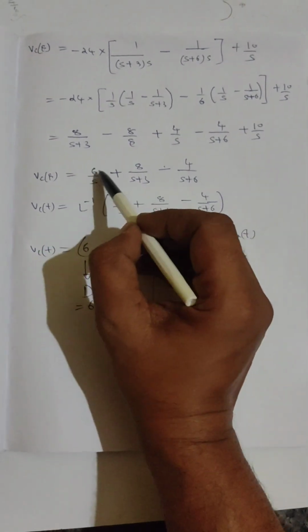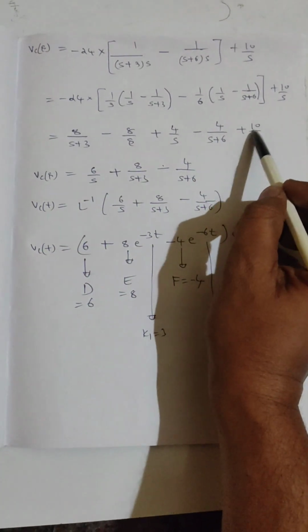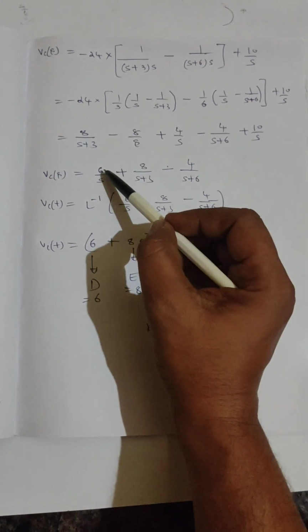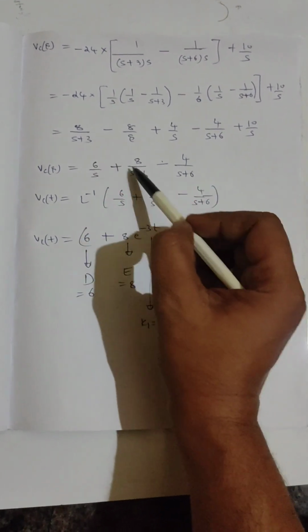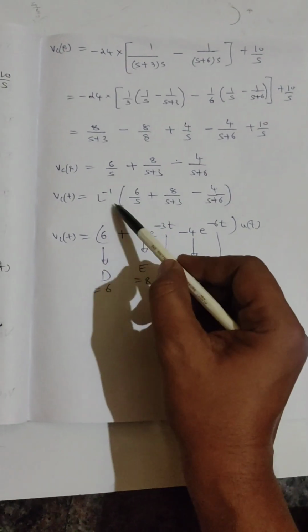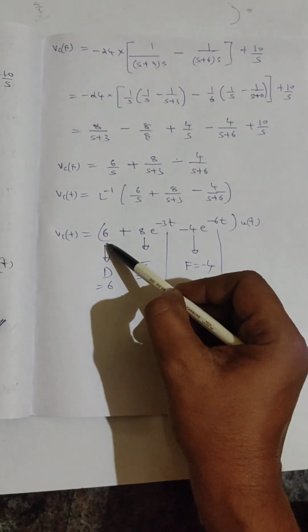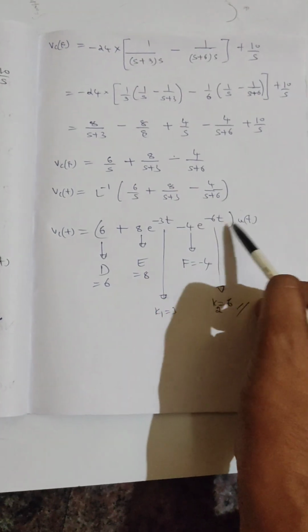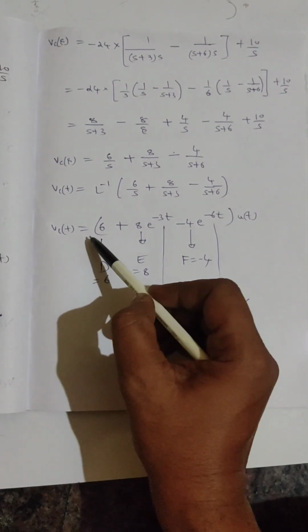Okay, now group all the terms, all the constants: 10 by s, 4 by s, 8 by s. 10 plus 4 is 14, minus 8 is 6 by s, plus 8 by s plus 3, minus 4 by s plus 6. Take the inverse Laplace of this one. 6 by s is a constant 6, plus 8 e power minus 3t minus 4 e power minus 6t, u of t. This is the voltage across the capacitor.